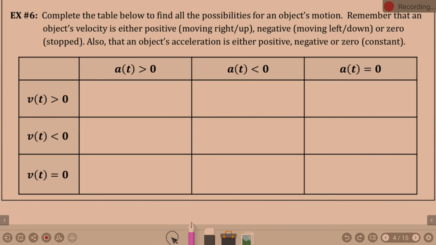So if it's speeding up, could you say moving right, or moving up, or would you just write speeding? Just write speeding up. Your speed is increasing. That is speeding up, yes? It's different from just moving right. Okay. What about the next one? Velocity is greater than 0, but acceleration is less than 0. Slowing down.